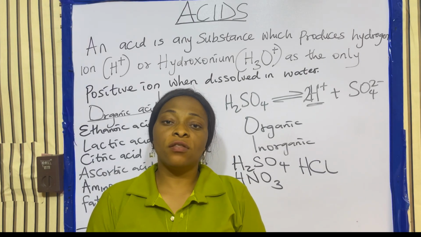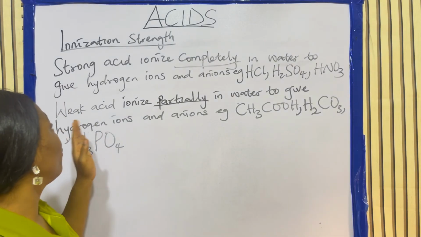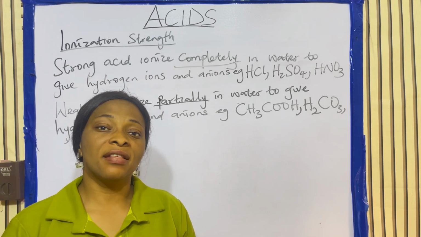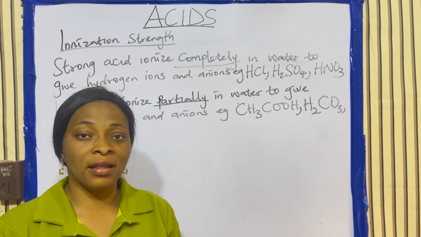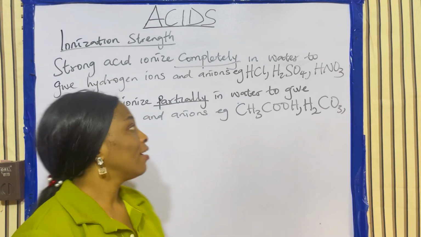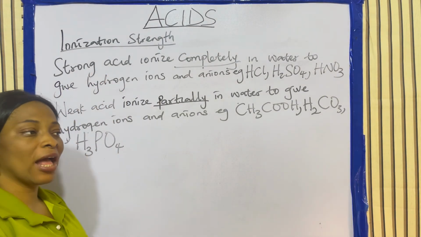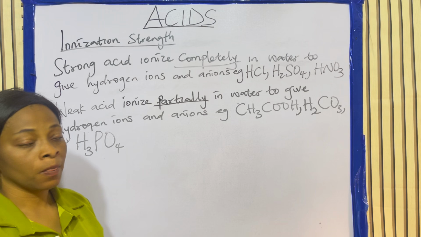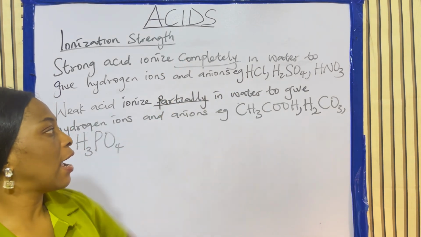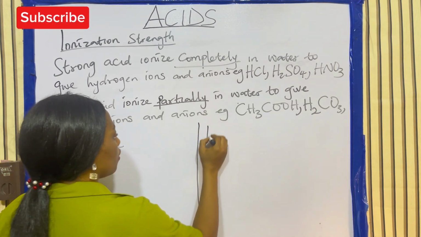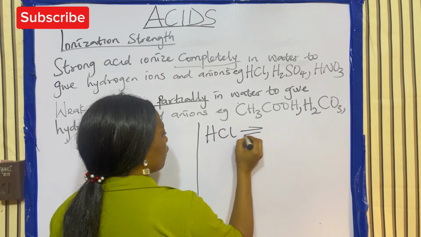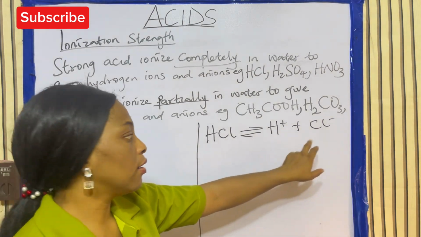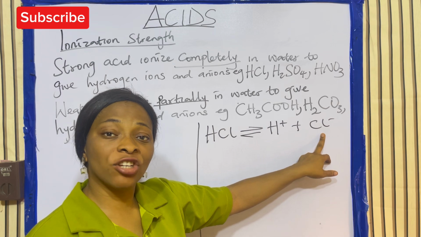Okay, so let's look at the two main types of acid we have, according to their ionization types. Ionization simply means dissociation in water, as in when you dissolve an acid, it dissociates into different ions. So we have the strong acid. Strong acids ionize completely in water to give you hydrogen ion and anions. Example, you have hydrogen chloride and tetraoxosulfate VI. When hydrogen chloride ionizes in water, it gives you hydrogen ion and chloride. This is the hydrogen ion, and this is the anion. Anion means a negatively charged ion.